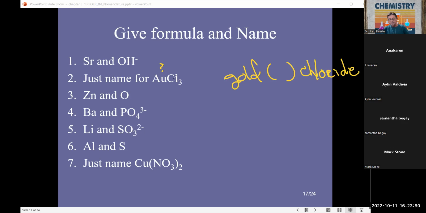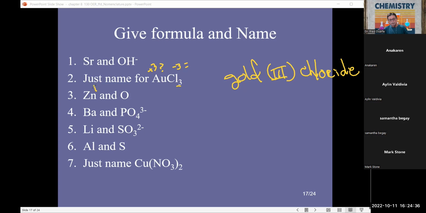Okay, so we got the base name for this. Now we're going to calculate what the oxidation number is for the gold. How are we going to do that? Well, we look at chloride. Chloride has always a -1, and there's 3 of them. That means we got a total of -3 charges, oxidation numbers for the 3 chlorides. That infers that gold has to be a +3, okay, to cancel out the -3 of the 3 chlorides. Therefore, its name is gold(III) chloride. Okay.